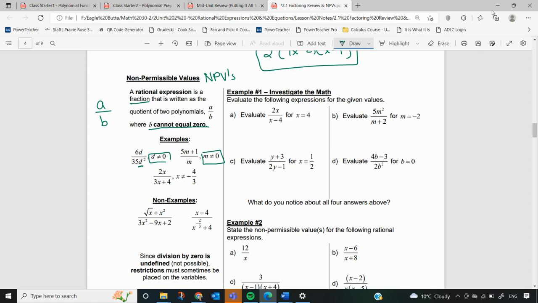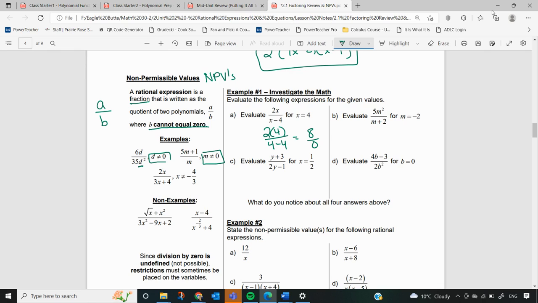If I was to take 2x over x minus 4 and sub in 4, I'd have 2 times 4 all over 4 times 4 minus 4. Gives me 8 over 0. Doesn't work. Calculator is going to tell me it's undefined.